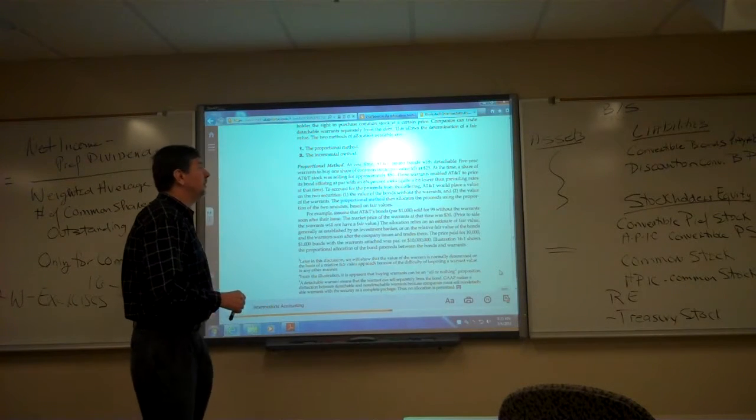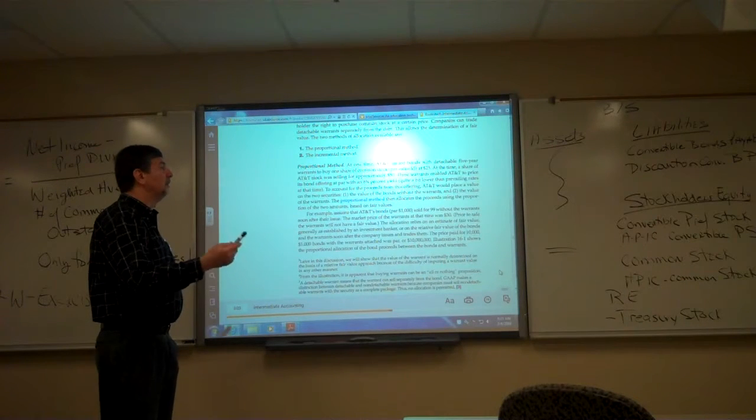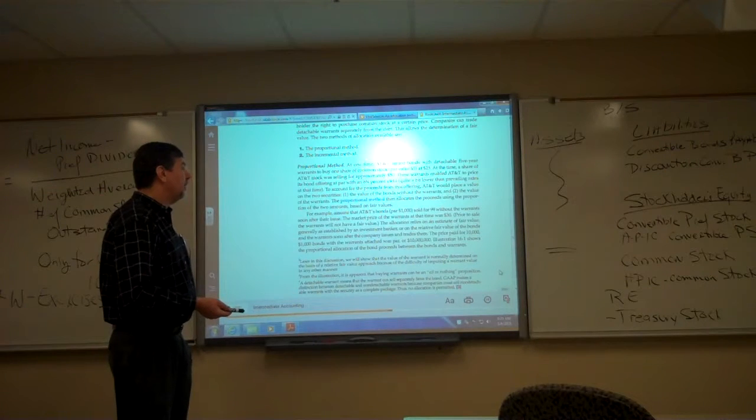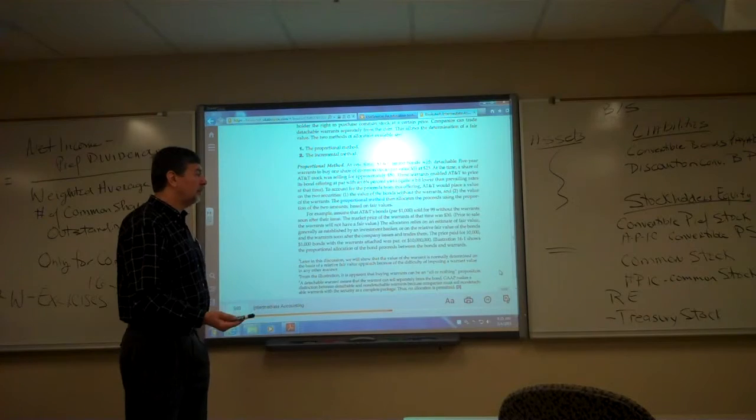To account for the proceeds of this offering, AT&T would place a value on the 2 securities, the value of the bonds without the warrants and the value of the warrants, so they can use the proportional method. The price paid for $1,000 bonds with the warrants, we were able to issue those at par for $10 million.